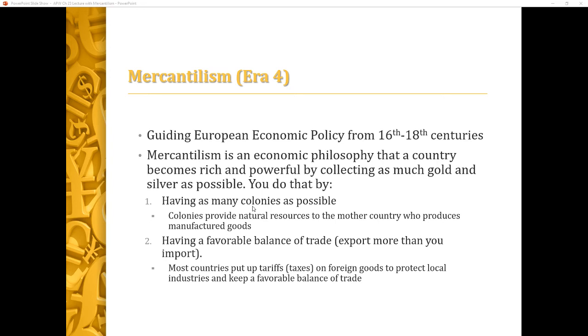So how do I do that? How do I get this favorable balance of trade? How do I get as much gold and silver as possible? Well, you have as many colonies as you can, and those colonies provide the natural resources the mother country needs to produce goods or increase the riches. And the other thing is to have a favorable balance of trade, which means you export, you sell more than you import. Because if you export your goods, you ask for gold in return. And when someone sells something to you, when you import something, they ask for some of that gold back. So the idea is you want as much gold or silver in your country.